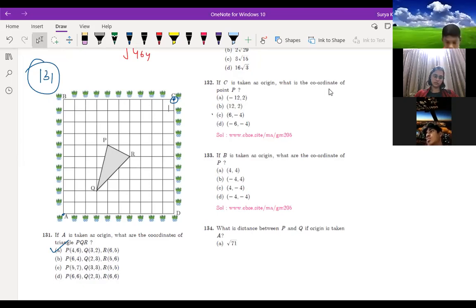-6, or isn't it 6? Sir, -6, -4, sir. How will 6 come? If you are seeing from this side, if C is considered as the origin, then this is like this direction, no? So this is coming positive only, right? If you see, this is origin 0, 0. So this is your y-axis, right?